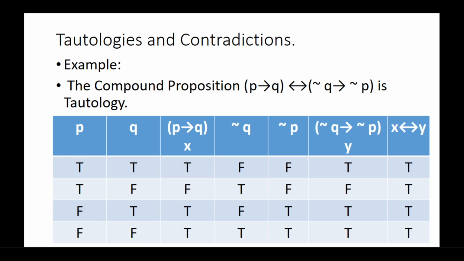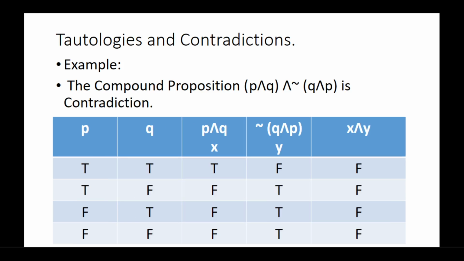So whatever P and Q may be, true-true, true-false, false-true, false-false, in the last column we get all true. So this is called a tautology. All the values are true. So a compound proposition which is always true for all the combinations of the truth values of its components is called a tautology. Come to the contradiction.